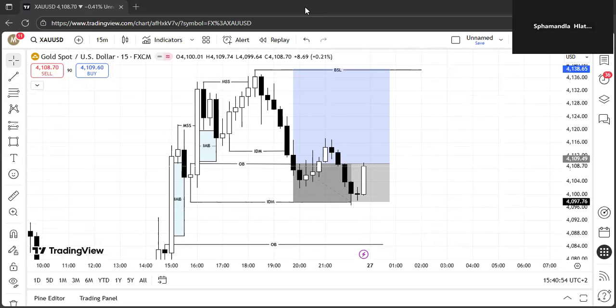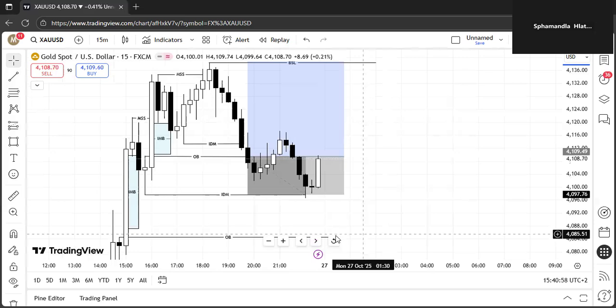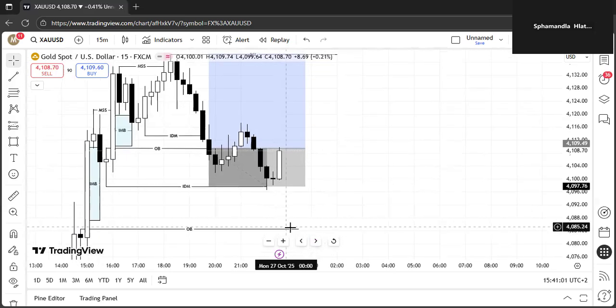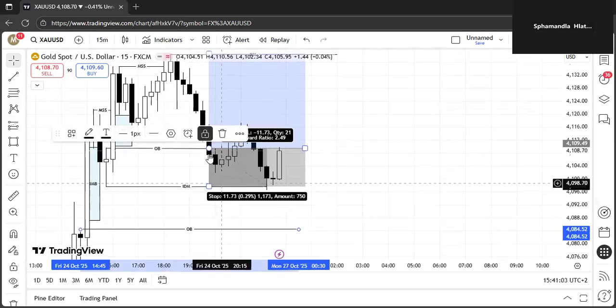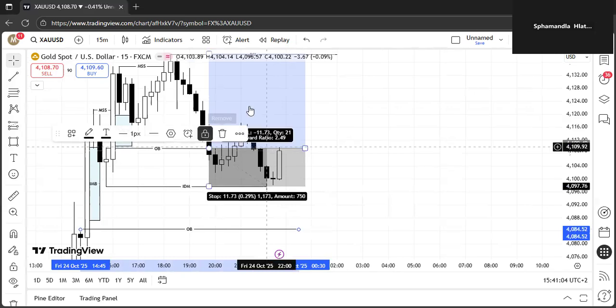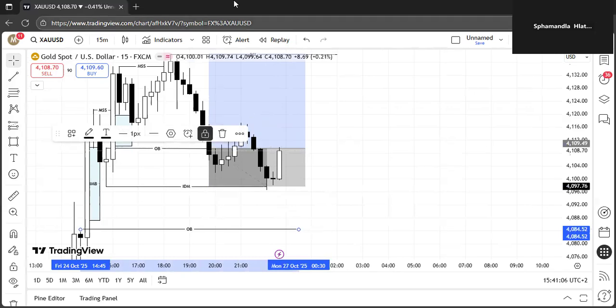Yeah, I see it. It's complex. This one is complex because it's a structure within a structure. So the market closed like this. As you are saying, it's a structure within a structure. Yeah, that's correct.